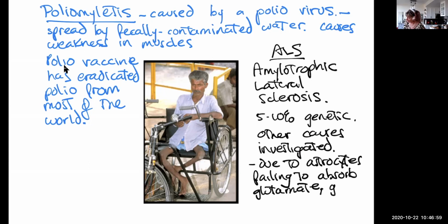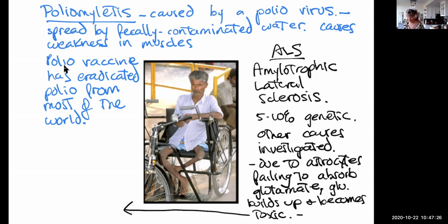So glutamate builds up and becomes toxic. So as we said before, there are many substances which in normal amounts or small amounts are non-toxic, but in large amounts can be toxic. So this leads to paralysis and muscle atrophy.